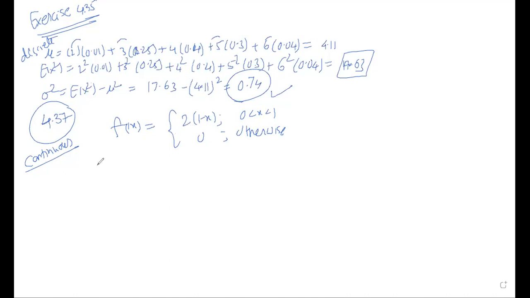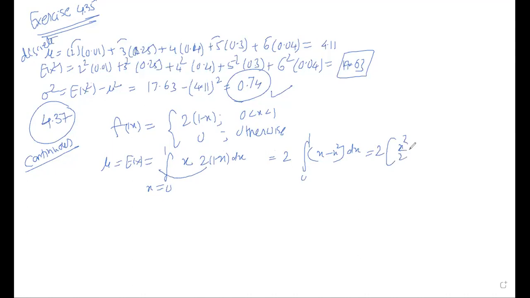We know that mu is equal to E of x, and that is equal to the integration of x times 2 times (1 minus x) dx, where x runs from 0 to 1. 2 is a constant, just pull it out. So that is equal to 2 times the integration of x minus x square dx from 0 to 1, and that is equal to 2 times (x square by 2 minus x cube by 3) from 0 to 1. So that is equal to 2 times (1 by 2 minus 1 by 3), that is 1 by 6 times 2, so 1 by 3. That is equal to 1 by 3.